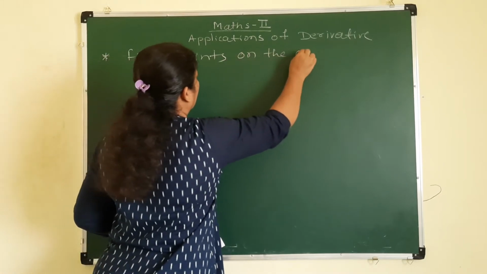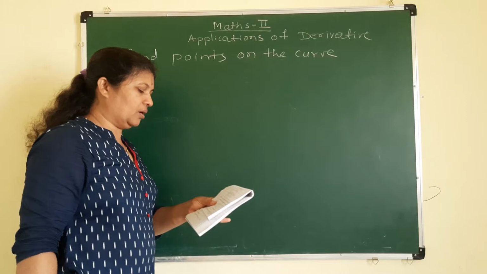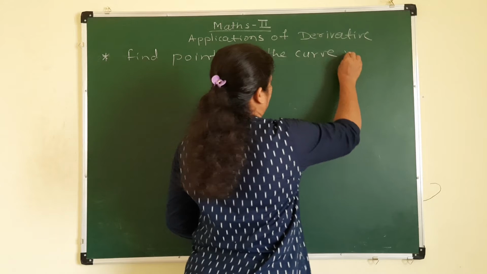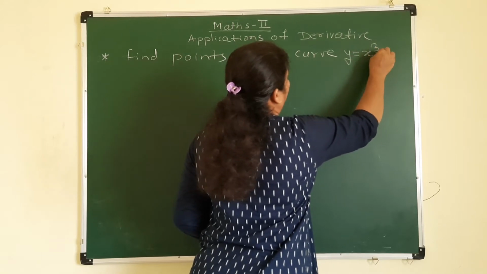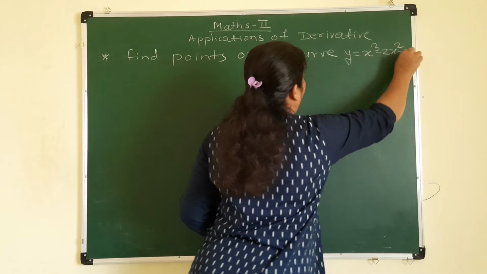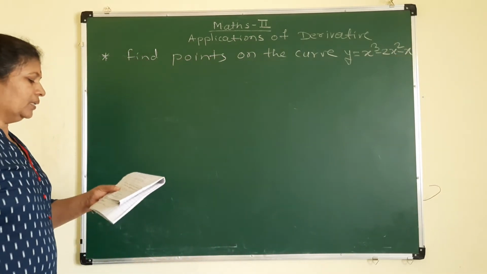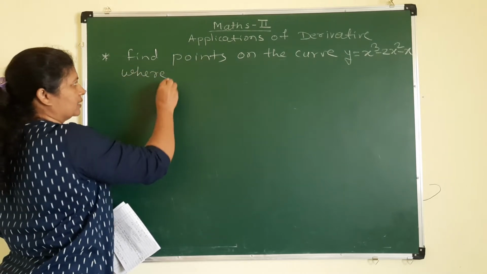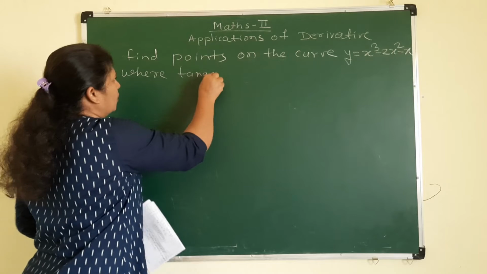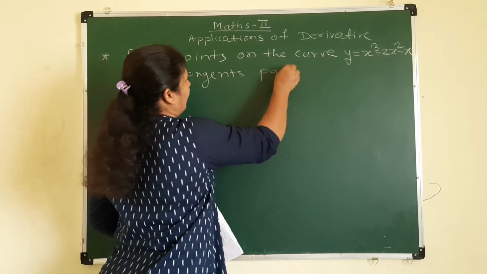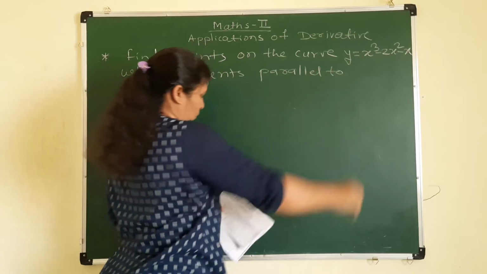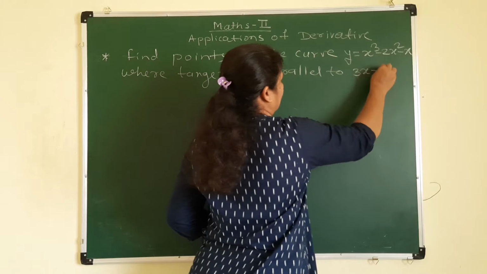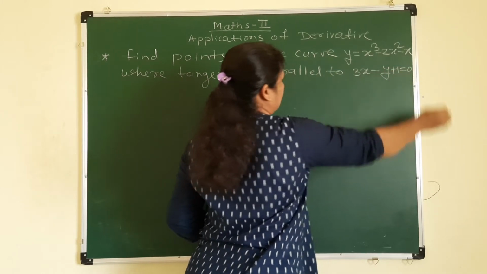Points on the curve. Which curve is there? Equation of curve is given: y is equal to x cube minus 2x square minus x. This is the curve where the tangents are parallel to the line given, 3x minus y plus 1 is equal to 0.